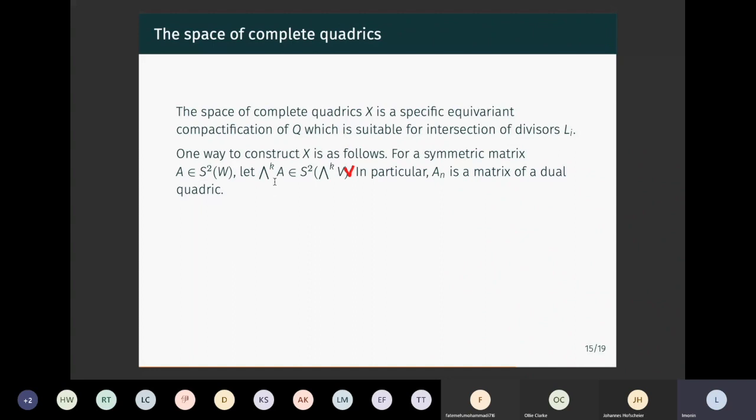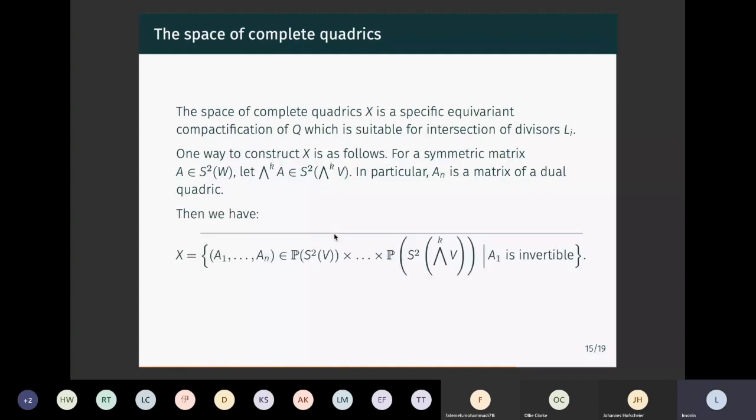So this wedge k, wedge power of A, I'll denote it by Ak. So in particular, this is an operator on wedge k W. In particular, An, which will be wedge n of A, is a matrix of a dual quadric, or equivalently, it's actually an inverse matrix up to the scaling.